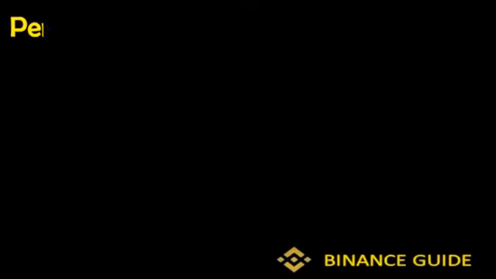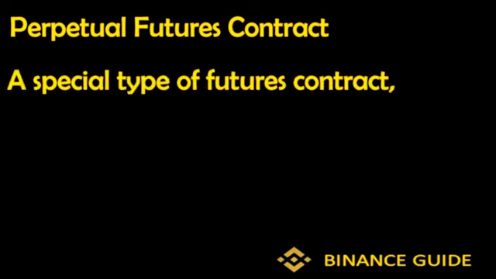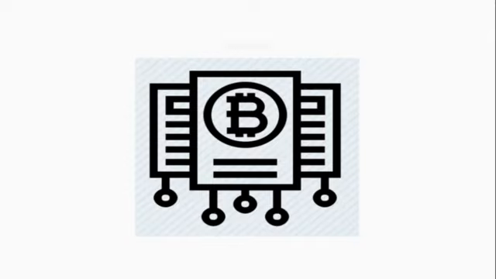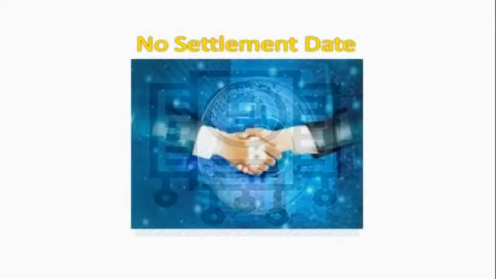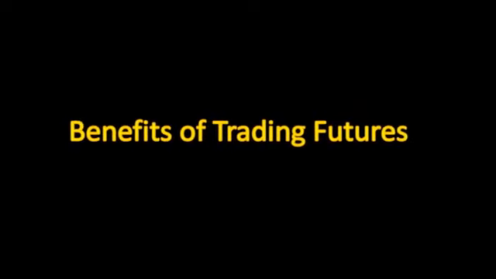Binance Futures uses what is known as a perpetual futures contract. A perpetual contract is a special type of futures contract, but unlike the traditional form of futures, it doesn't have an expiry date and is priced based on the asset's current fair value. So one can hold a position for as long as they like or close a position after making a profit. Now that we know how they operate, let's take a look at the benefits of trading futures versus spot.